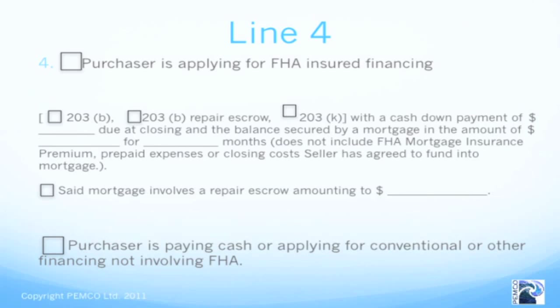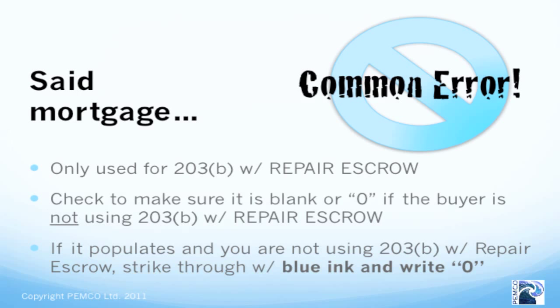The line referring to escrow, starting "said mortgage," is strictly for use when your buyer is using FHA 203B financing with repair escrow. Currently, there is a glitch in the HUDhomestore.com software that will populate this line with the escrow amount on the listing no matter what financing is being used. If your buyer is not using FHA 203B financing, this line should be left blank or 0.